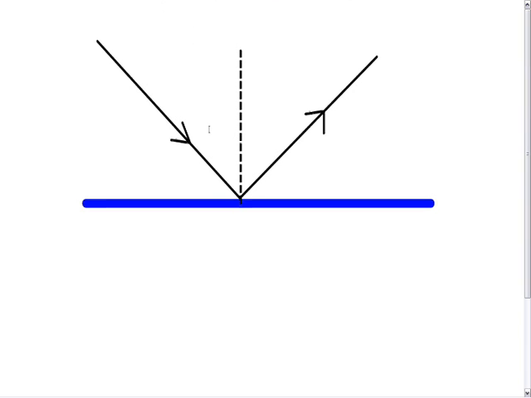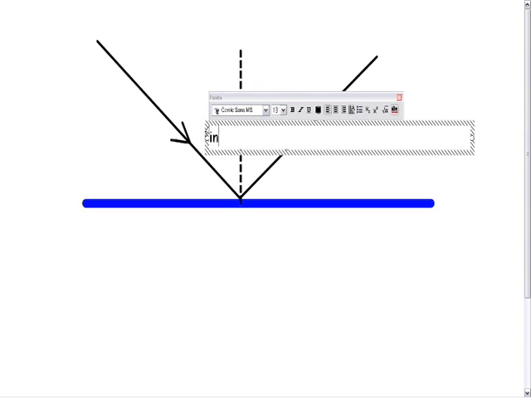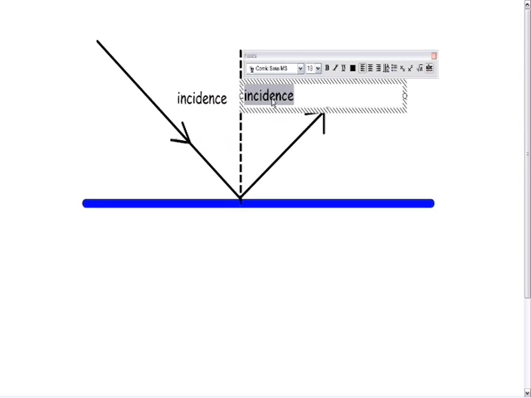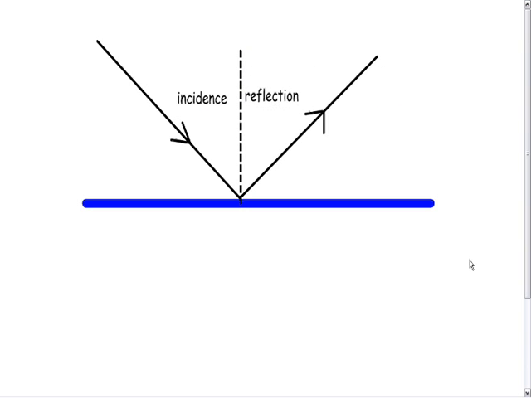Okay, where this angle in here is called the angle of incidence. Okay, we usually just shorten that to I, and in here this is our angle of reflection. Okay, reflection. And they are equal to each other. Or at least they should be. This diagram's a bit sketchy, but they should be equal to each other. So the angle of incidence equals the angle of reflection.